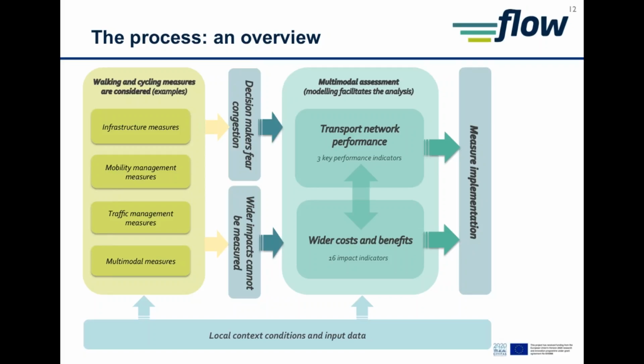The one is to calculate congestion and transport network performance, because decision makers fear congestion, and may have put congestion on the agenda. And our second impact assessment tool relates to the wider socioeconomic impacts, which often cannot be measured properly. So we have a multimodal assessment. On the one hand, three key performance indicators, delay, density and level of service, and the wider cost and benefit impact indicators. And we hope to facilitate implementation of walking and cycling measures by providing these two tools.